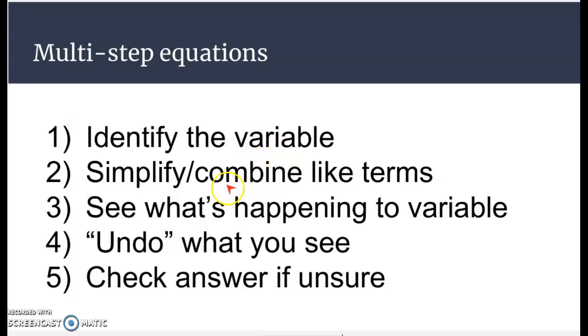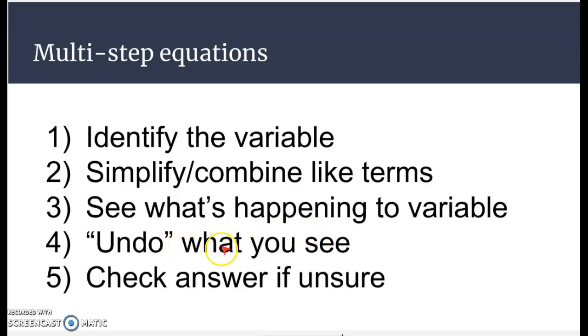Identify the variable. Depending on the problem, you may have to do step 2, simplify or combine like terms. You may not always have to do that. Step 3, see what's happening to the variable. Is it being added, subtracted, multiplied, divided? And step 4 is key here. Step 4 is knowing what the opposite is of whatever's being done to the variable. The opposite of addition is subtraction, the opposite of multiplication is division, and undoing what you see. That's how we solve for variables.